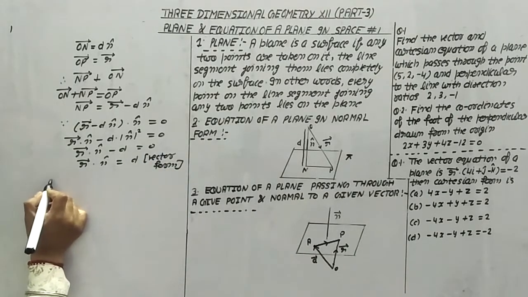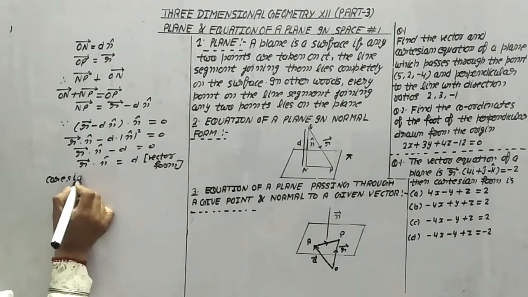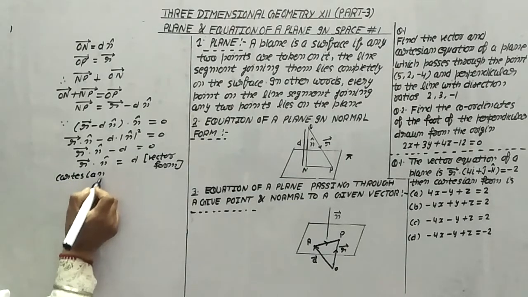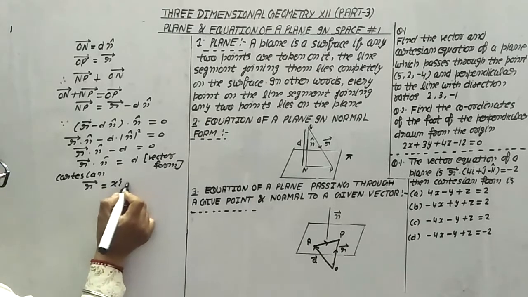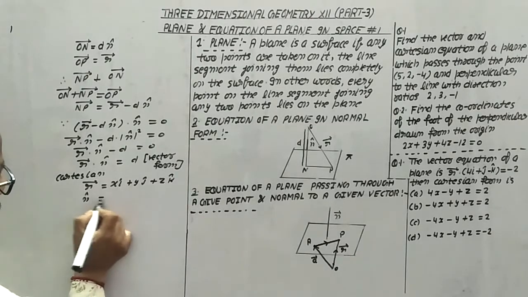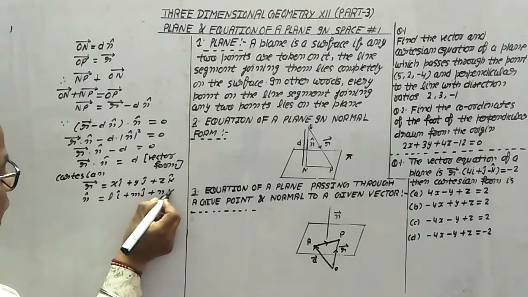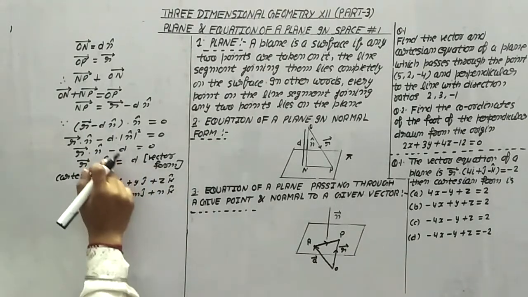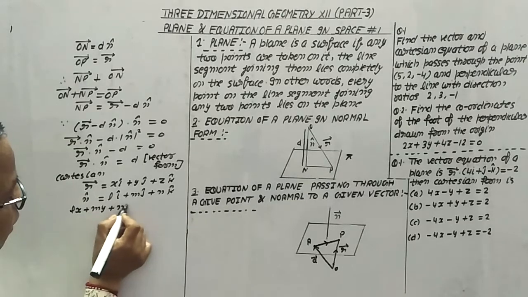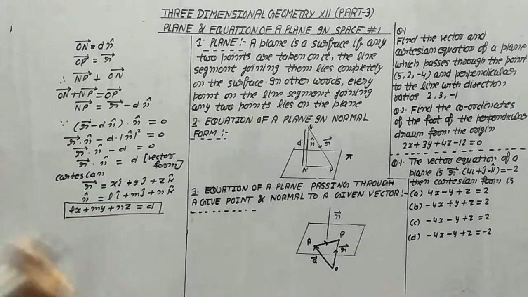Now let us consider the Cartesian form. We are considering vector R equal to xi plus yj plus zk cap, and unit vector n equal to li plus mj plus nk cap. d is as it is. Once we put the values here, this becomes lx plus my plus nz is equal to d. This is the Cartesian form of the equation of a plane.